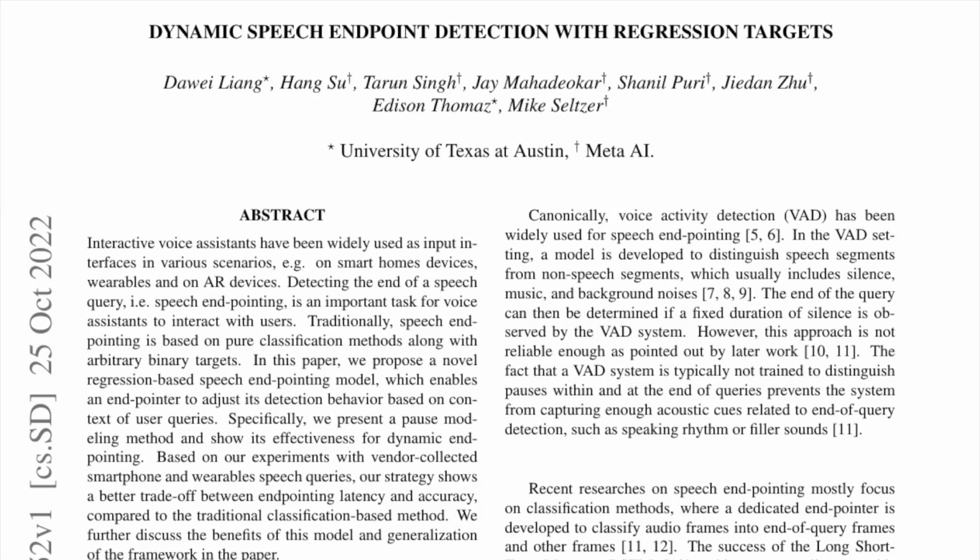Dynamic speech endpoint detection with regression targets. Dawe Liangsu, Tarun Singh, J. Mahadeokar, Shanil Puri, Jiedan Zhu, Edison Thomas, Mike Seltzer. University of Texas at Austin, Meta AI.